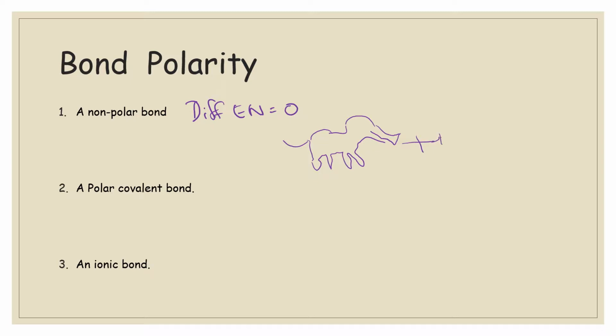So think of two twins, they're exactly the same. They're tug-of-warring on those electrons, exactly the same. So there's no uneven charge distribution.